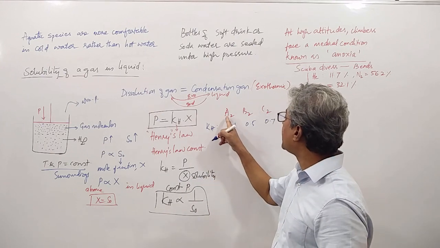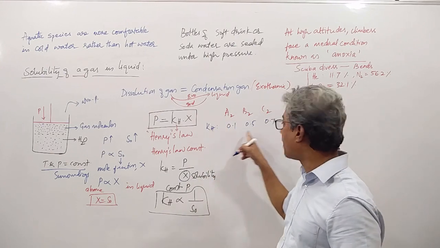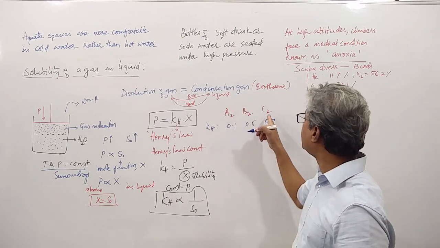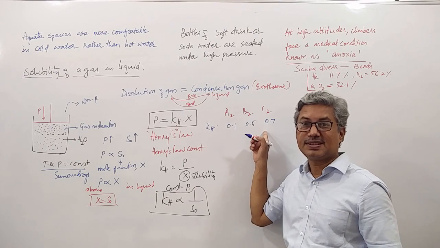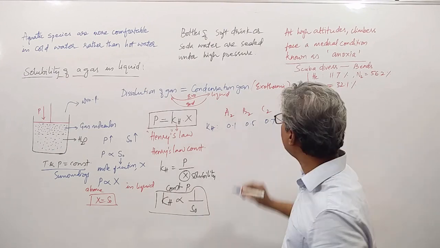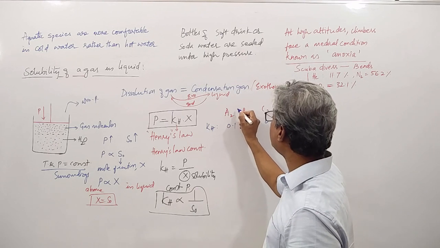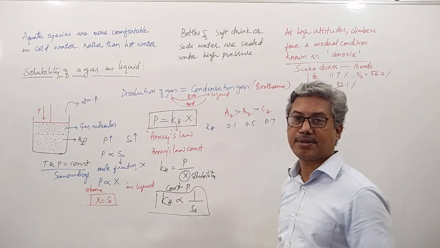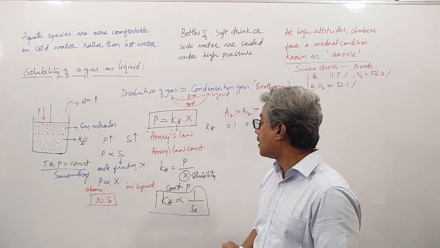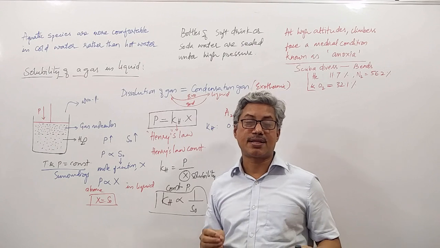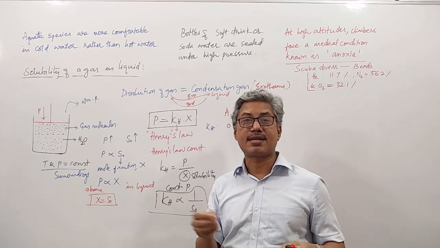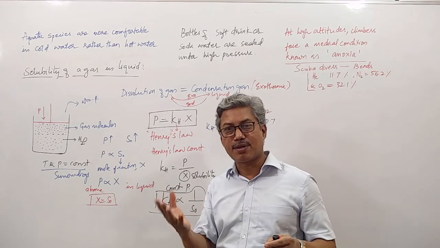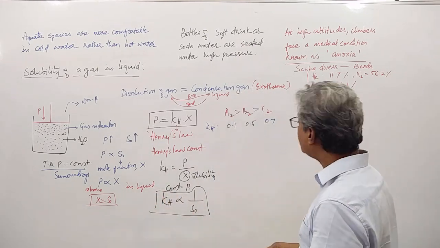See, students, A2 has the least kH value amongst these. That means its solubility will be highest. And C2 has the highest kH value. That means its solubility will be least. Therefore, the order of solubility, descending order: A2 is more than B2, which is more than C2. Is it clear, students? That means Henry's law constant helps us to understand the quantity of gas that dissolves. If the kH value is more, solubility will be less.